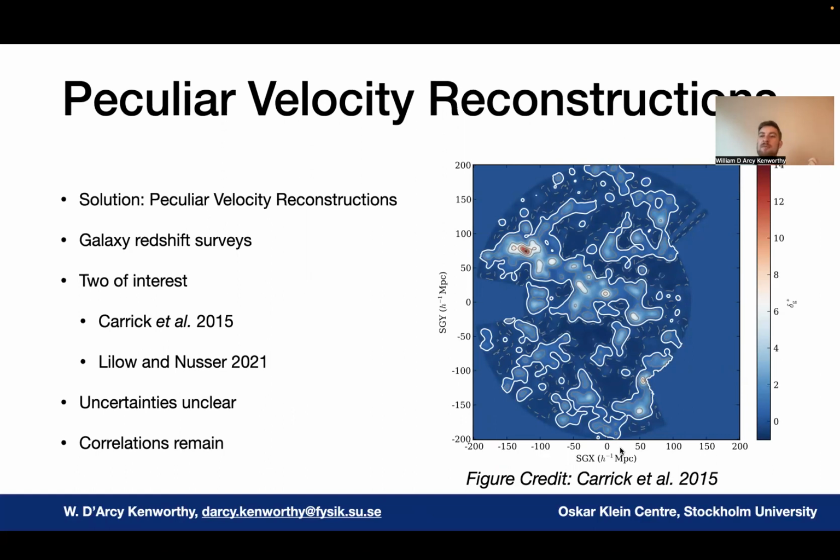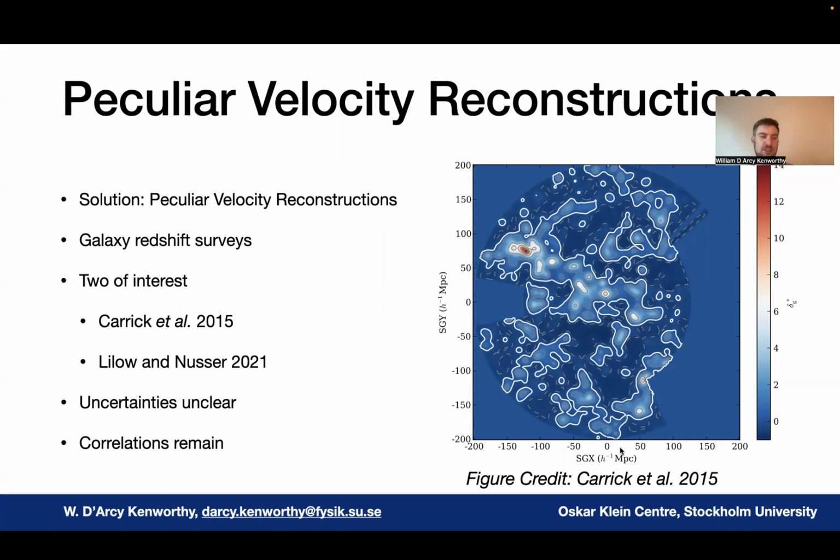What we use are peculiar velocity reconstructions. These are reconstructions of the nearby universe based on galaxy redshift surveys that use number counts of galaxies across the sky as a function of redshift and sky position, going from the distribution of redshifts to the underlying distribution of mass. The two reconstructions that we use here are Carrick et al. 2015 and Lilow and Nusser 2021.